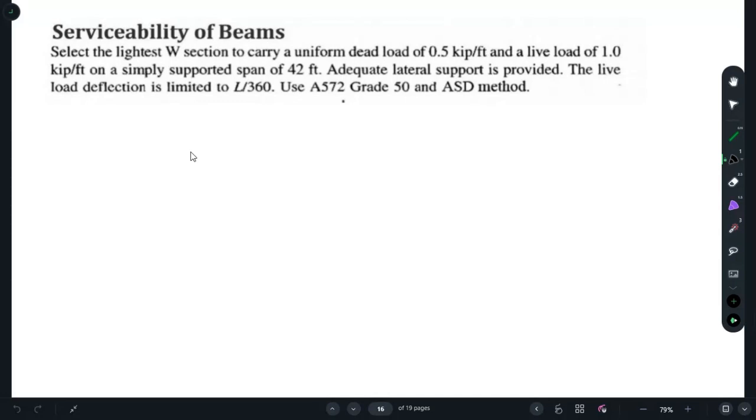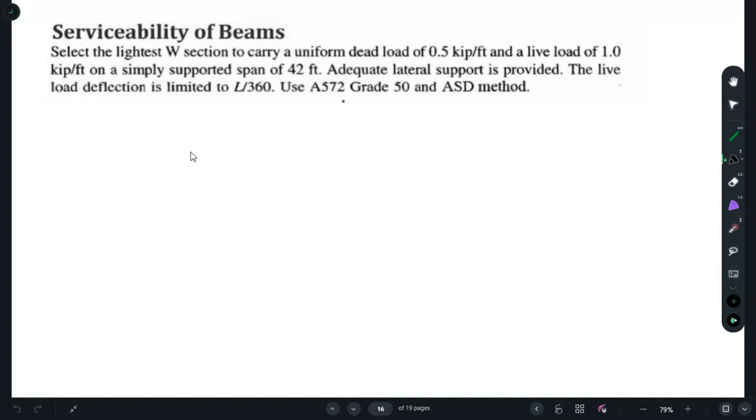We have solved several problems on the design and analysis of beams. In this video, we'll go through the serviceability condition of beams. First of all, we have to select the W section, and we have to check serviceability for the deflection.